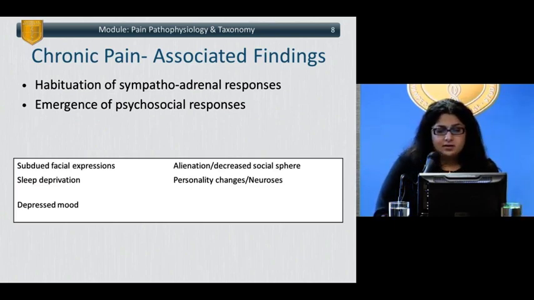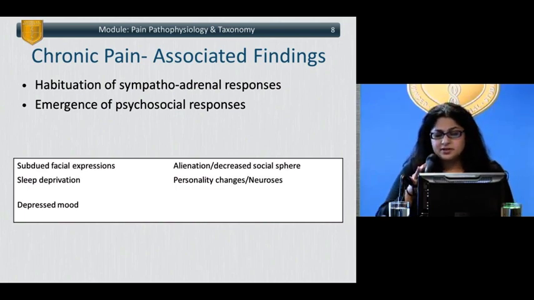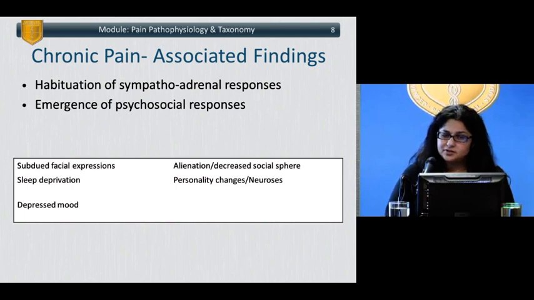With chronic pain, there are some associated findings. For the most part, there's adaptation of the neuroendocrine response, so you won't necessarily see the hypertension and the tachycardia that you may have seen with acute pain, but there's an emergence of certain psychosocial responses, meaning there can be mood disorders, depression, anxiety, decreased desire to socialize. Patients can have sleep deprivation as well.